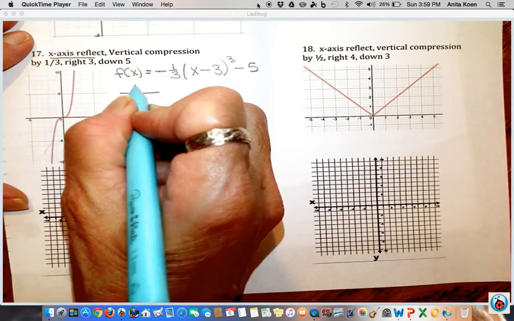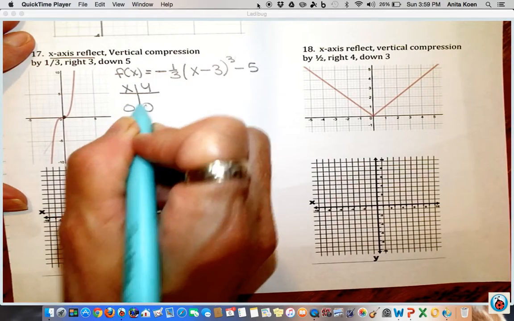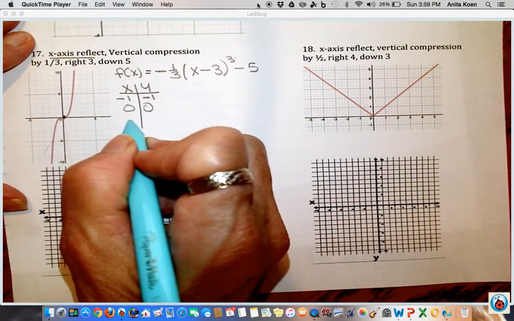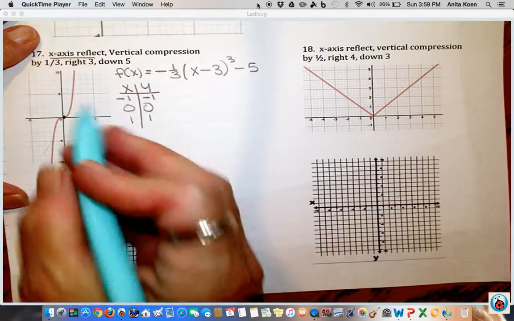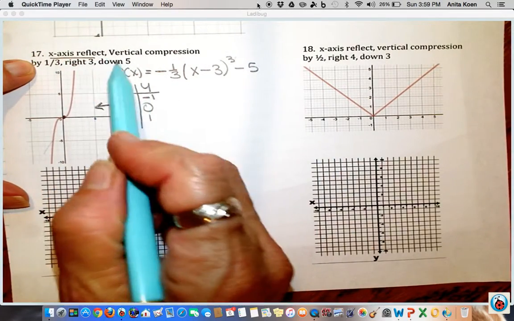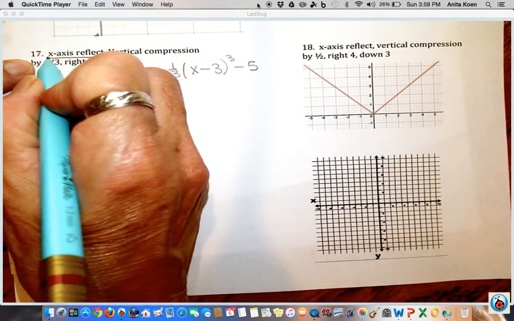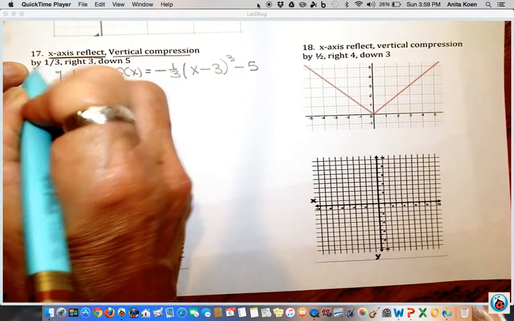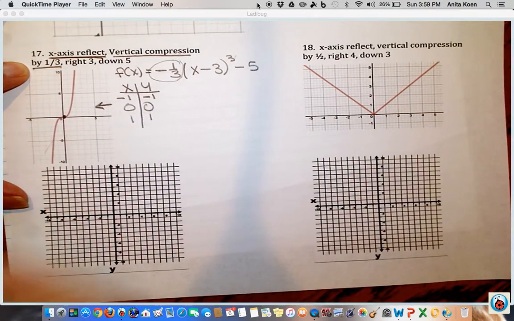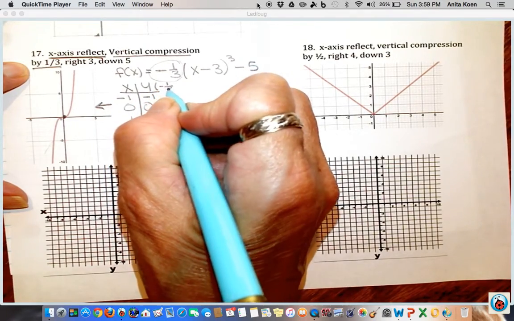So what we're going to do is write the parent function table to start with. So this table is 0, 0 in the middle, -1, -1, and 1, 1. That's the parent function. Now we're going to apply these transformations to this parent function and then get the graph. So we're going to do this x-axis reflection and this vertical compression by 1/3 first. That is vertical, or outside the function. It affects the y's. So we're going to multiply the y's by 1/3.